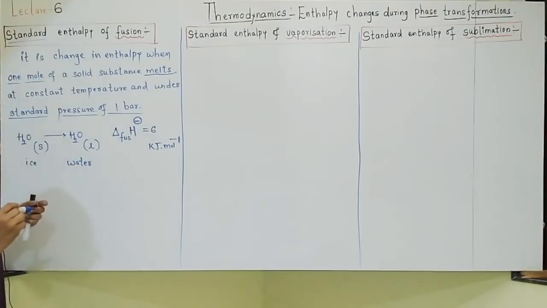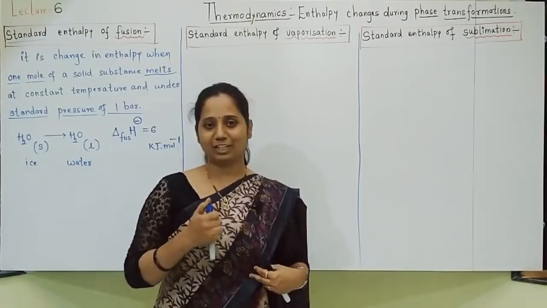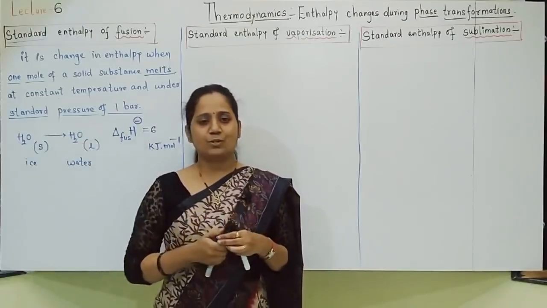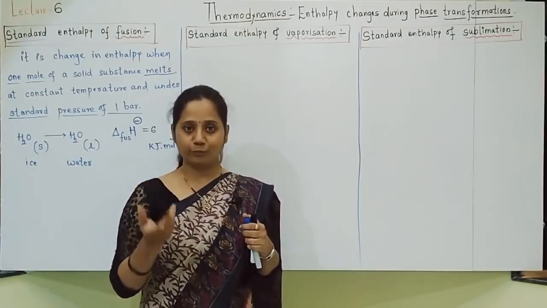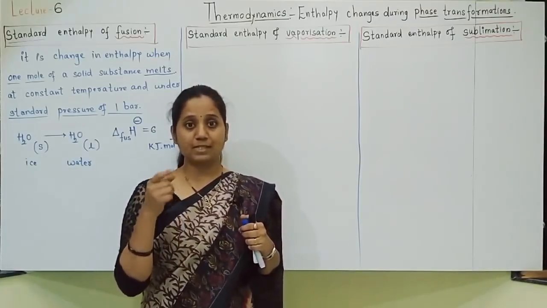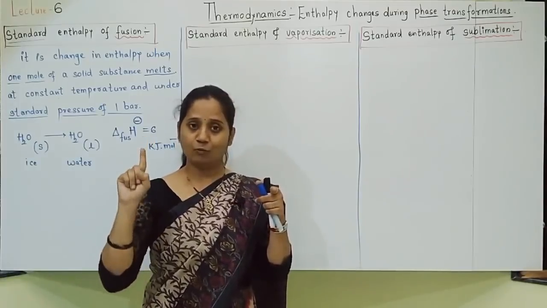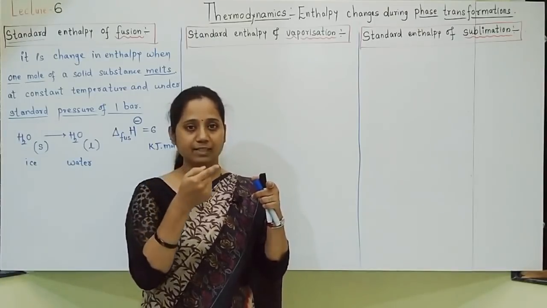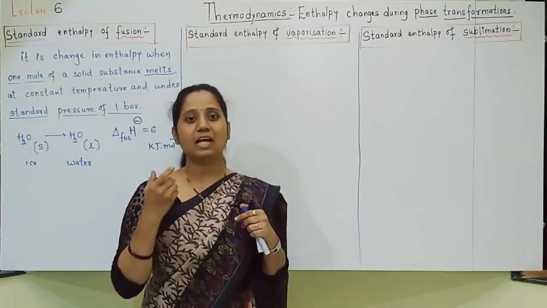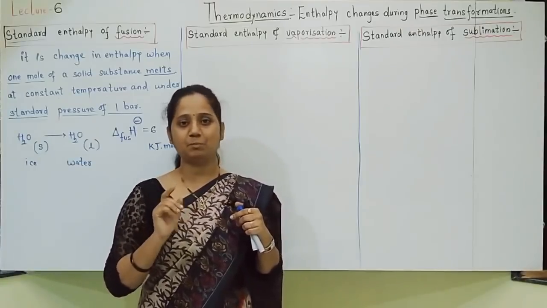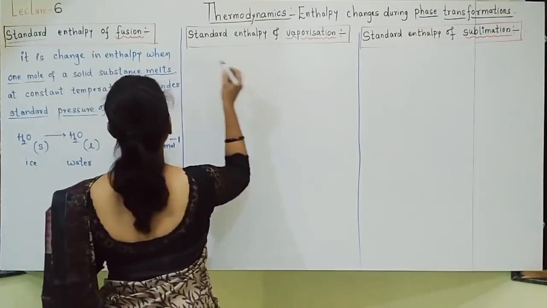Yes, fusion understood. Let us move towards vaporization. This definition you can tell yourself, similar to this one. So what is standard enthalpy of vaporization, students? It is change in enthalpy when, vaporization meaning liquid is getting converted into vapors, 1 mole of a liquid gets converted into vapors. Of course, standard means at constant temperature and under a standard pressure of 1 bar. The definition is very easy. Let us write it down. What is standard enthalpy of vaporization?